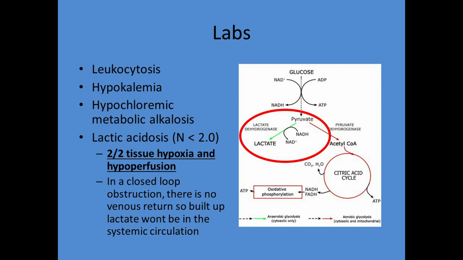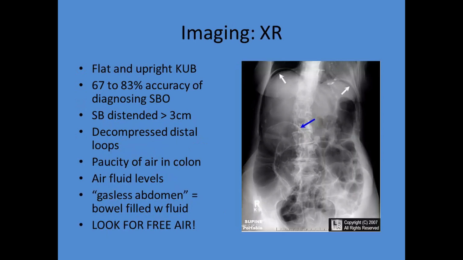Because there's no venous return with closed-loop small bowel obstruction, all of the lactate that's building up in this ischemic bowel is not able to declare itself, if you will, in the systemic circulation. So when you get a lactate lab level, it'll appear normal when in fact it is not. Just be careful of that.